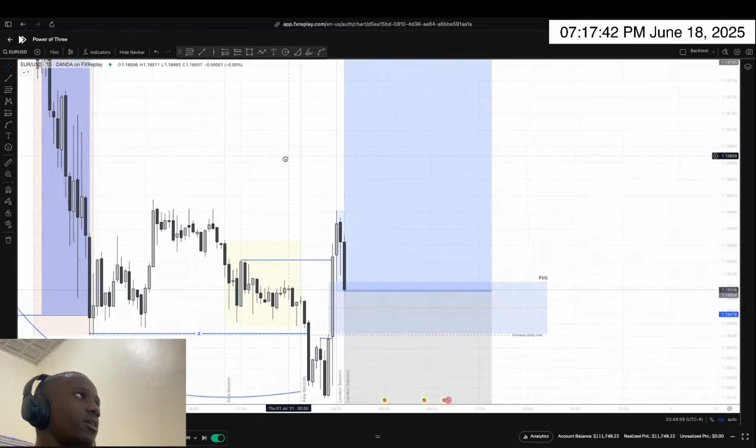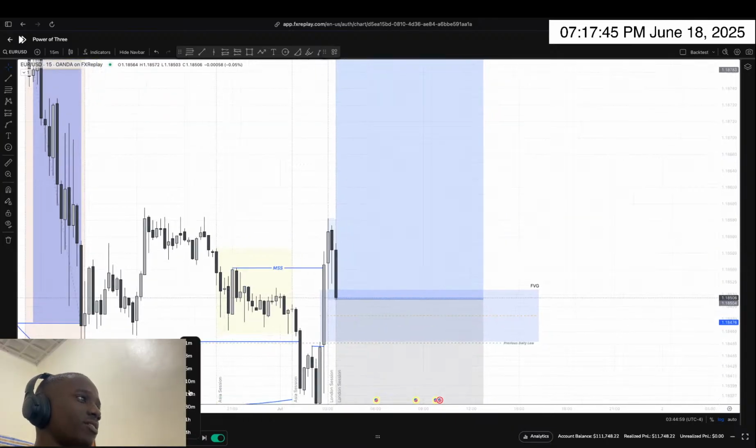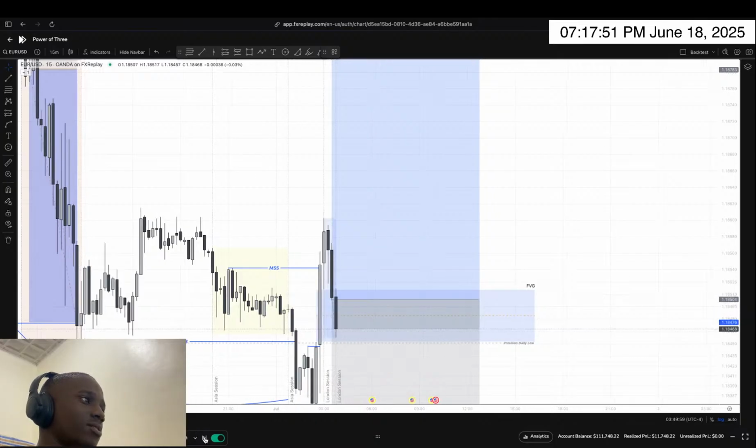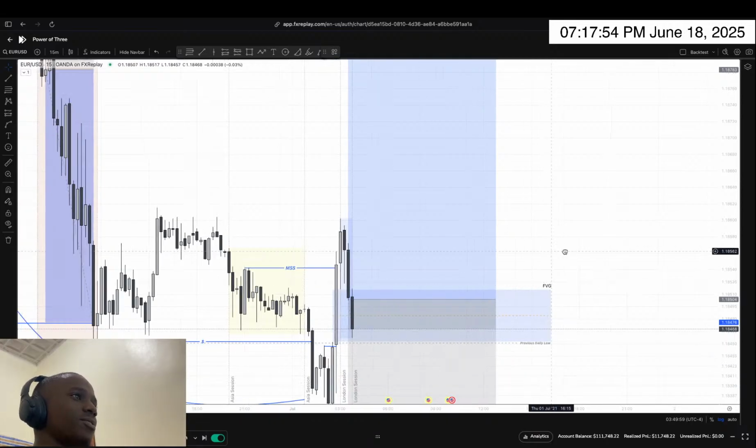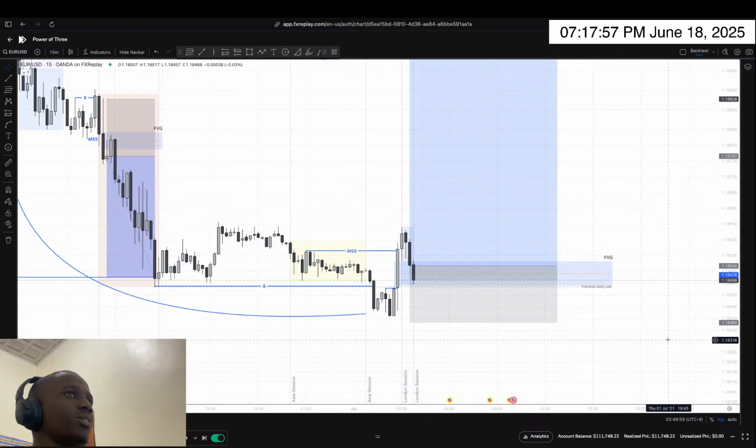And now what I'd like to see is use, sorry, yeah, the 5 minute to see how this candle closes, because candle closing is important. If it closes nicely and shows us potential to enter, we can enter.